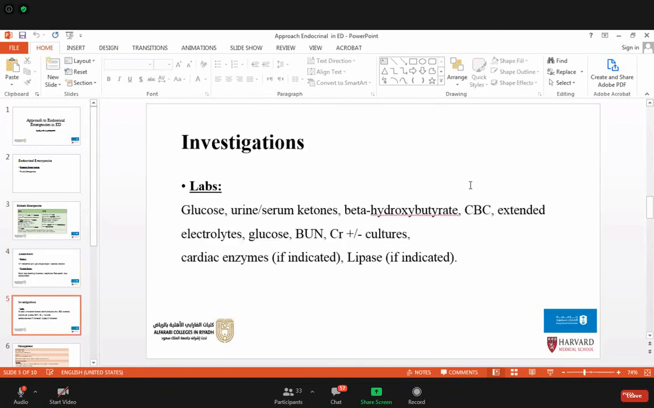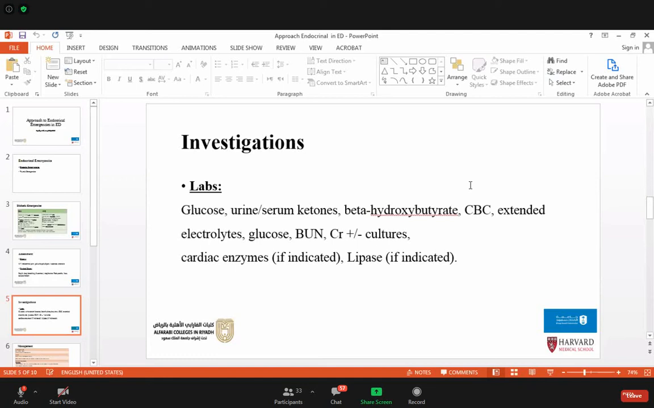So investigation, so you would check the glucose. So glucose check at the beginning. Then you check the urine and the serum ketone. The urine ketone sometimes is of limited use because the beta hydroxybutyrate would show up, but acetoacetate and the other ketone bodies will not show up in the urine. So don't limit yourself. If you're concerned with DKA, then I would check the urine and the serum, or I would check just the serum ketone.